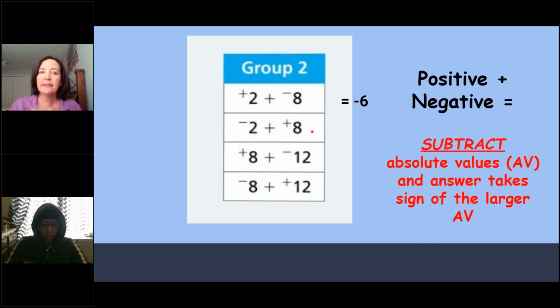Okay, again, -2 plus +8. Different signs, subtract for me. What's that going to be? That would also be 6, but it would be a positive 6. You're awesome. How about 8 and 12? Different signs, so now we have to subtract. What would that be?